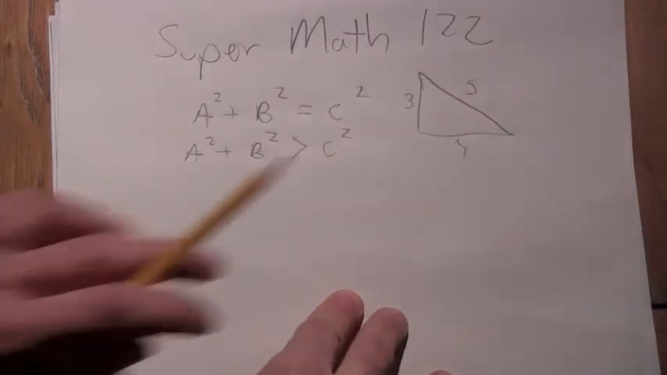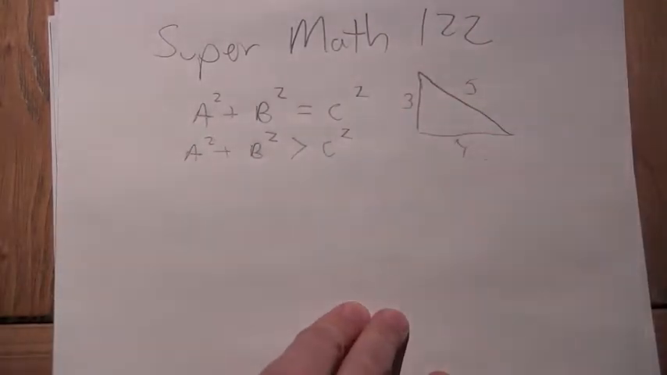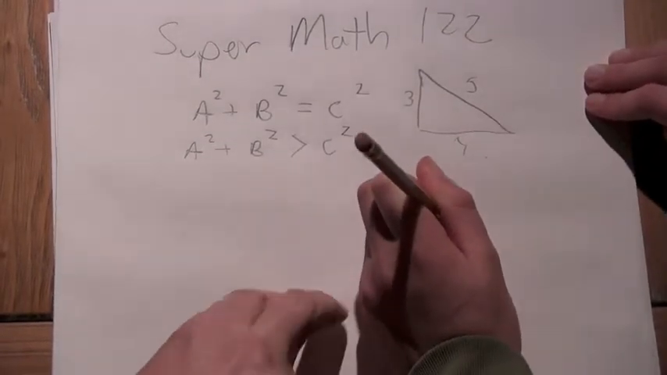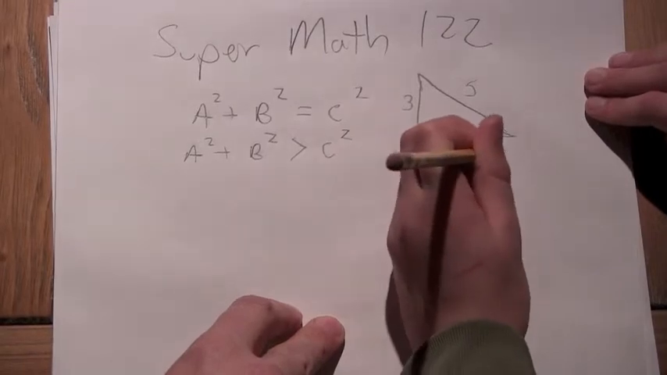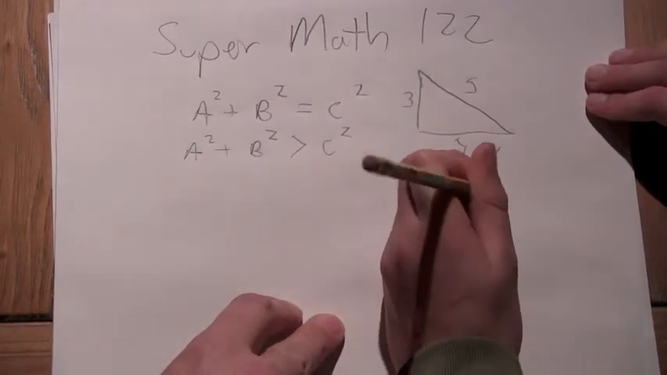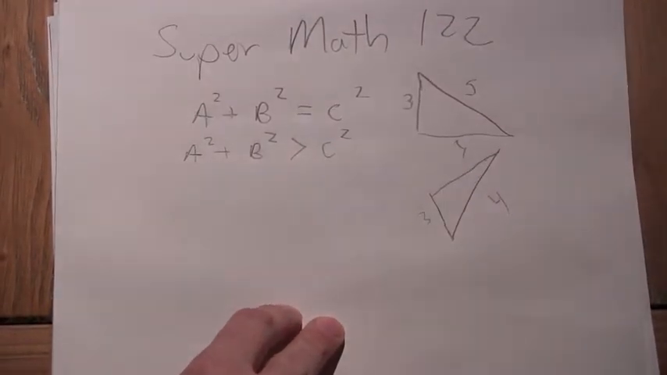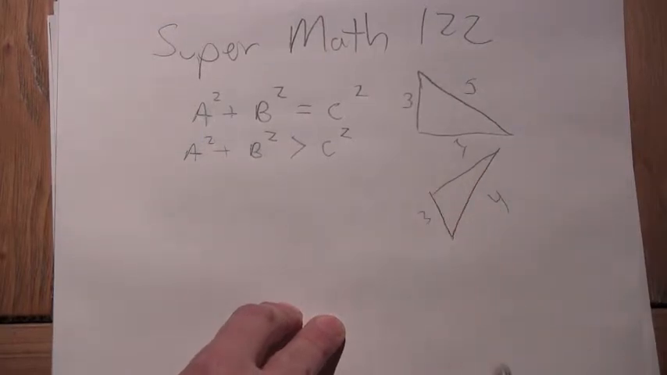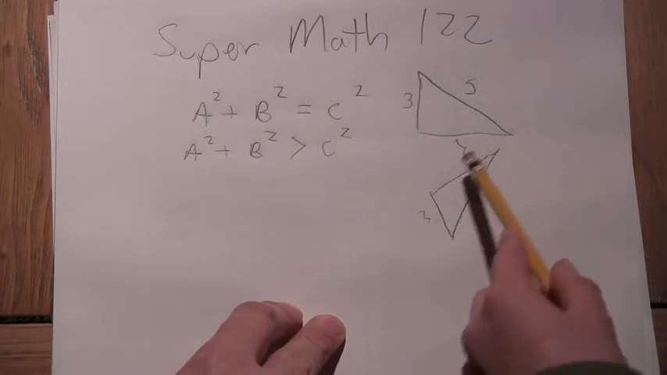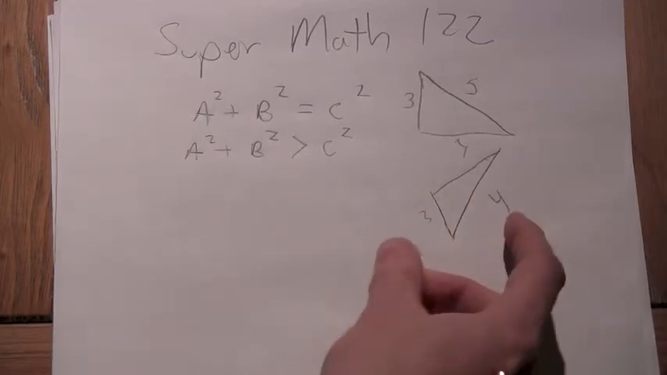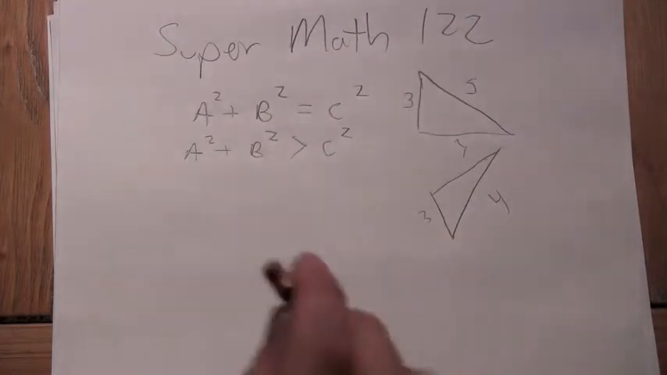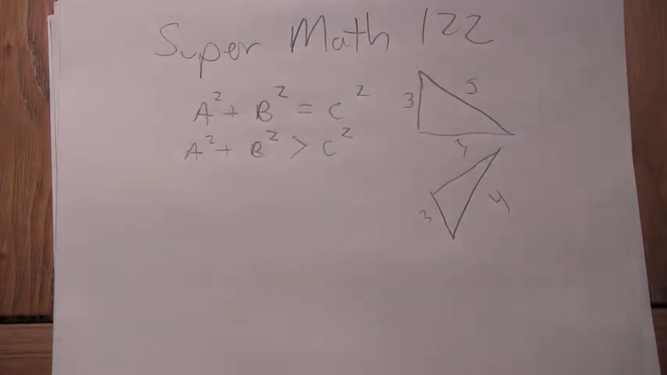Okay, what do you mean? Draw me an example with a 3 and a 4, and then where 3 squared plus 4 squared is greater than 5. Like that. 3 squared plus 4 squared would be greater than whatever this is. Okay, so you're squeezing the angle in. So what do you say about the angle opposite c there? It's acute.